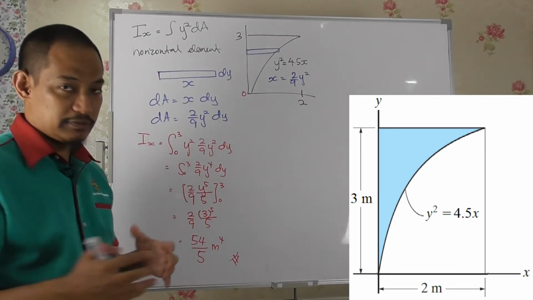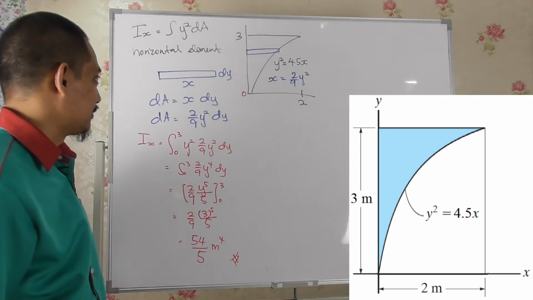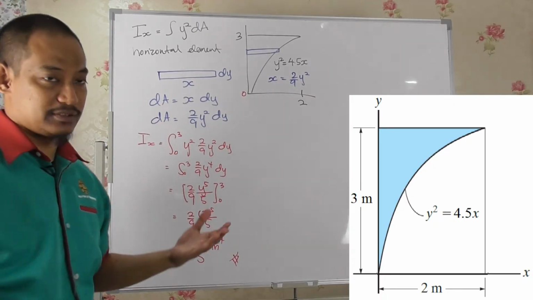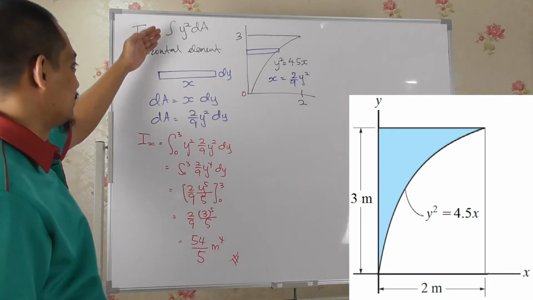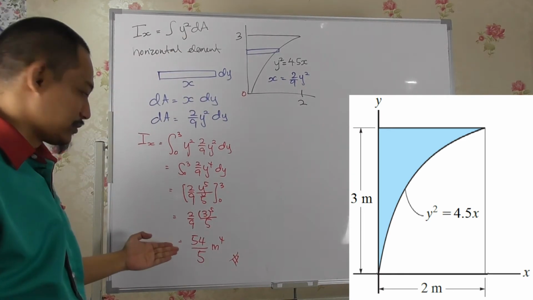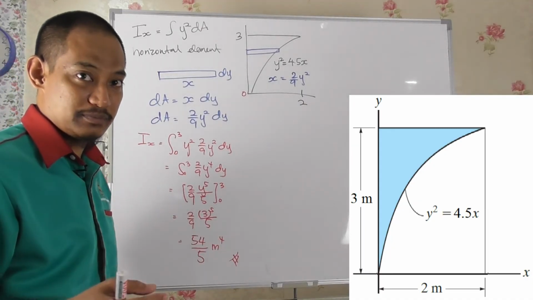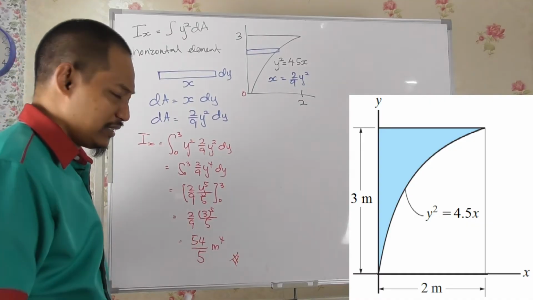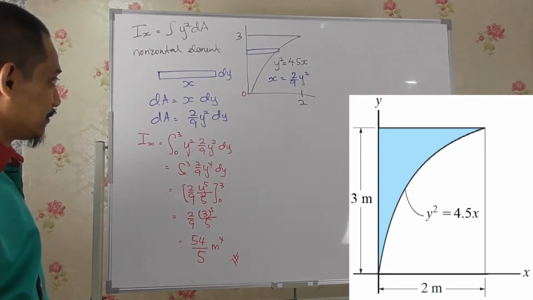As you can see, it really doesn't take long. Select the element. In this case, you don't need to select because the question already selects for you. Horizontal element. This is the equation. You need dA, so find dA, and then solve. I'm not sure how many minutes it takes, but you can take a look in the video. It doesn't take that many minutes. So that is the answer.